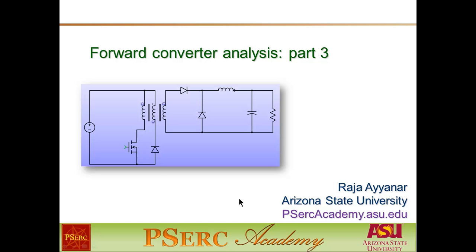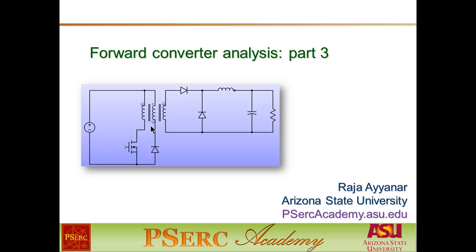We will complete the steady state analysis of a forward converter in this part 3. In the previous parts, we have been considering the case where the number of reset turns is equal to the number of primary turns, and we saw that resulted in a Dmax of 0.5.